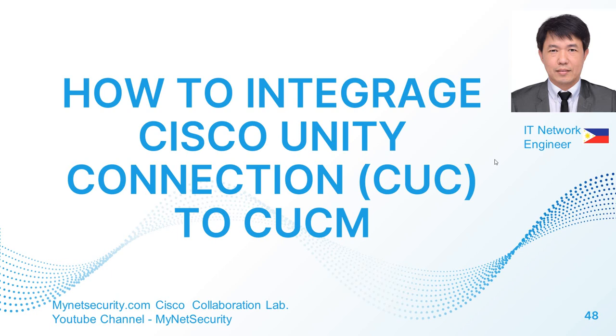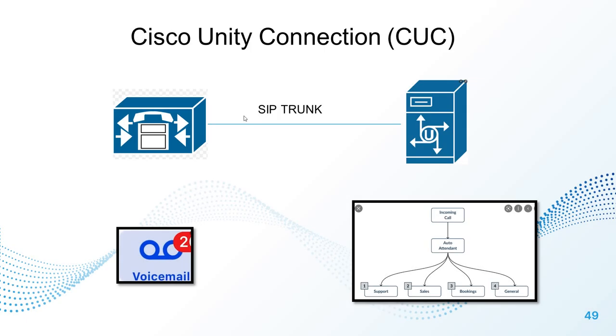Okay, today I will show you how to integrate the Cisco Unity Connection (CUC) to CUCM, because the CUC will function along with the CUCM. So we will use a SIP trunk to connect both devices. And for your information, what is Unity Connection and what does it do?